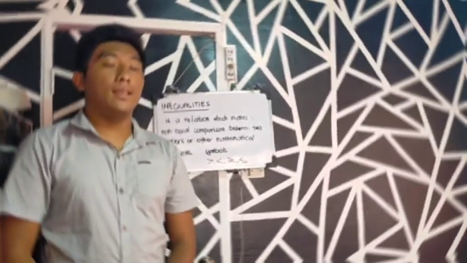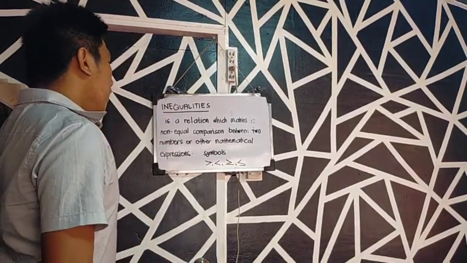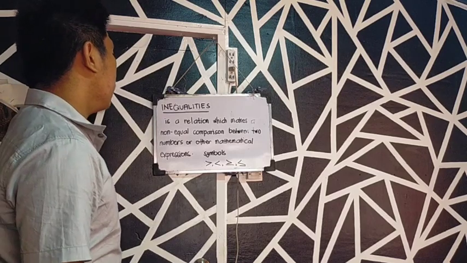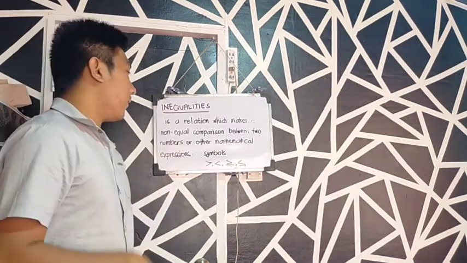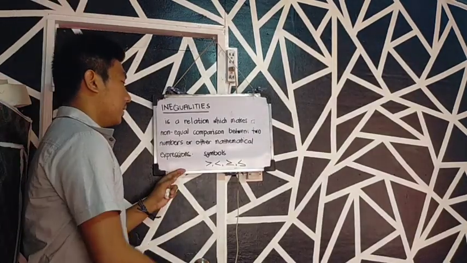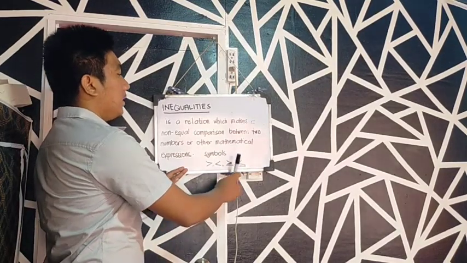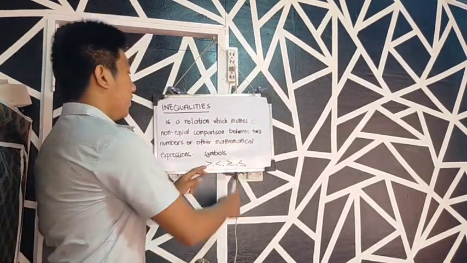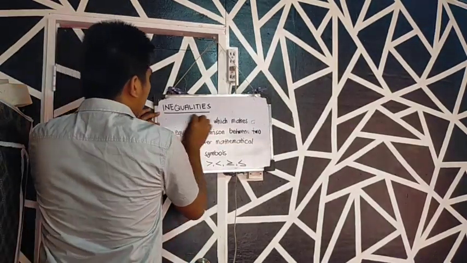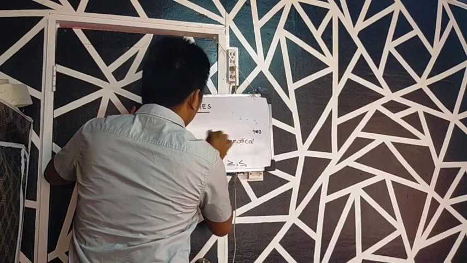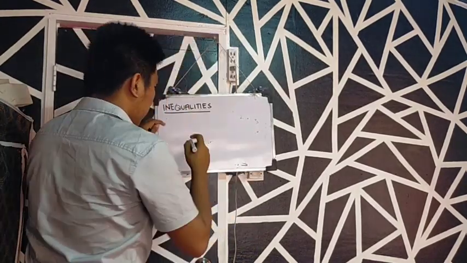So on to our last topic, the inequalities. Inequalities is a relation which makes a non-equal comparison between two numbers or other mathematical expressions. There are 4 inequalities. These are the symbols: the less than, the greater than, the greater than or equal to, and then the last one would be the less than or equal to. Then we will solve some examples here to understand more about this topic.